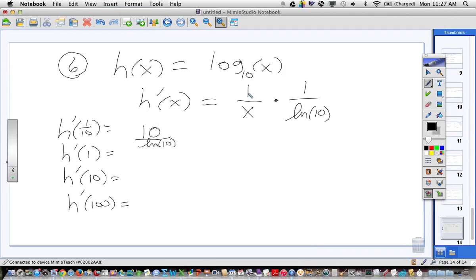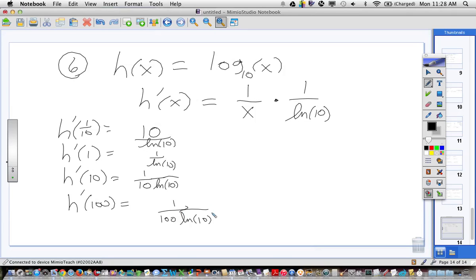What's H prime of 1? Put a 1 in for x. That's 1 over ln 10. You see what I'm saying? Okay? Put a 10 in for x. That's 1/10 times 1 over ln 10, which would just be that. And then put a 100 in for x. That'd be 1 over 100 times ln 10. That's it. So don't make it harder than it is.